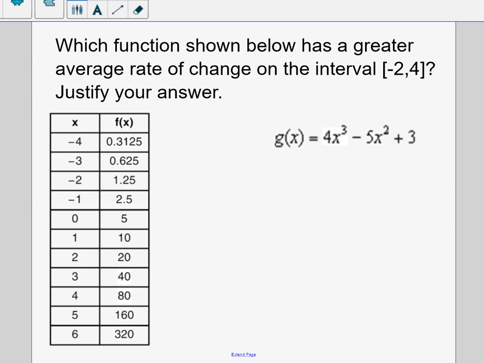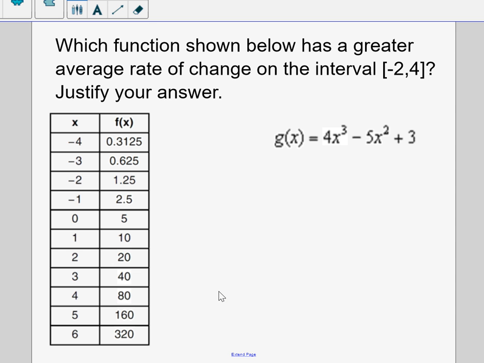So this is the type of question that you're likely to see on the Regents exam, where they don't just ask you for the average rate of change for an interval on a specific function, but they ask it for two functions, and they ask you to compare. So they've given us the interval -2, 4, and I think that you guys can pretty easily at this point find the y values that go with that on this table.